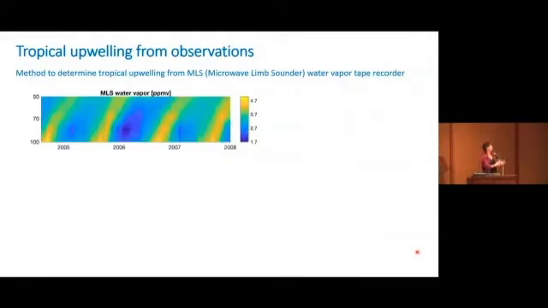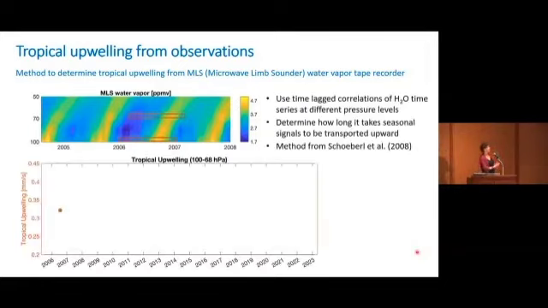So I started looking into some satellite observations, trying to estimate upwelling from satellite observations. And I'm using here MLS water vapor. So if you have the tape recorder in the tropics, you can see this upward propagation of the minima and maxima that is set by the seasonal cycle in the cold point temperature. And if you can estimate how fast the maxima and minima go upwards, then you have your estimate of your vertical upwelling.